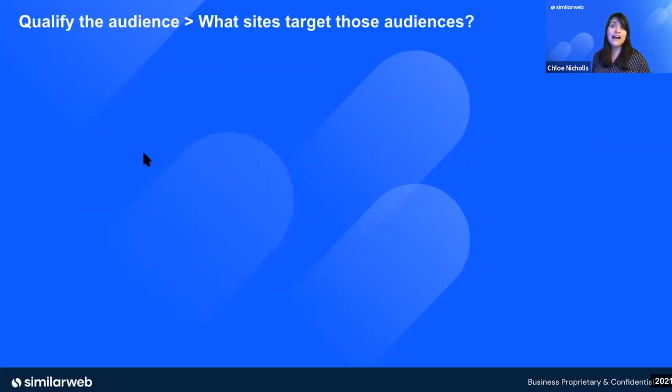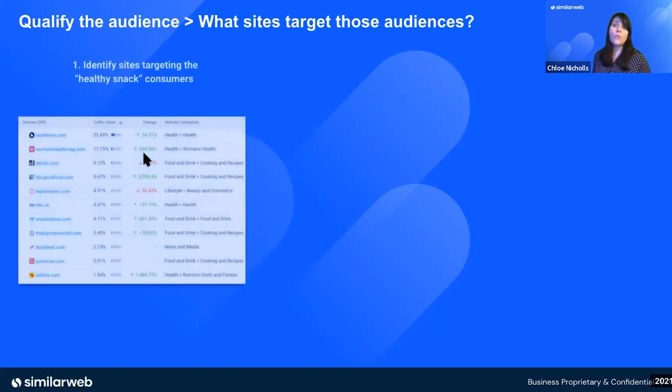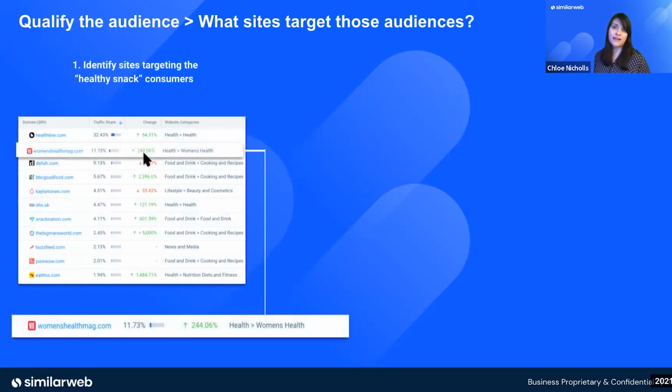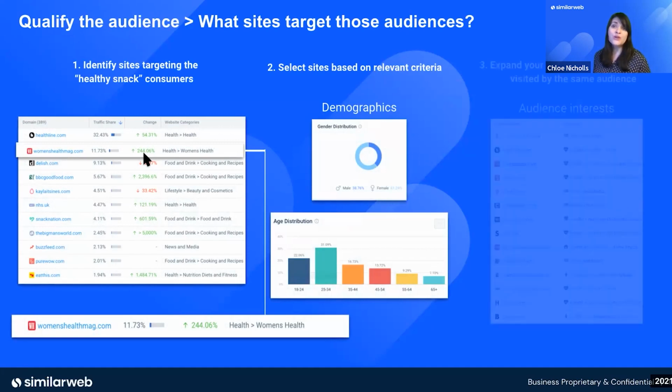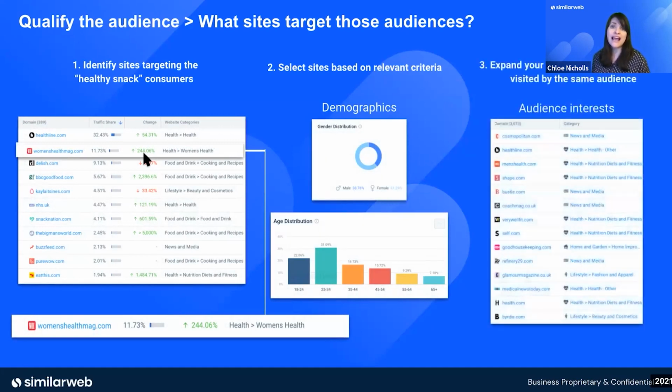Here you can qualify the audience based on the sites that also target the healthy snack consumers. For example, women's health, and you can dive into the demographics of that publication. So here you can see the overall gender distribution and the age split as well for that publication. You can also expand this list by looking at women's health readers and seeing which similar sites they also cross-browse to build a richer view of their online media consumption and habits.